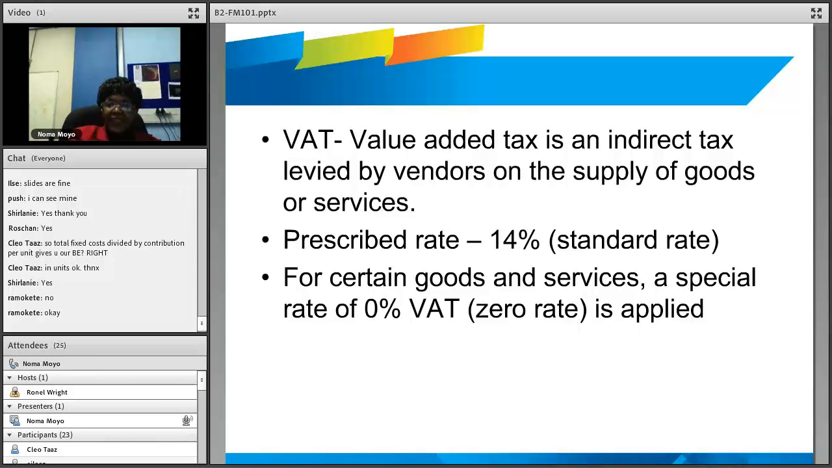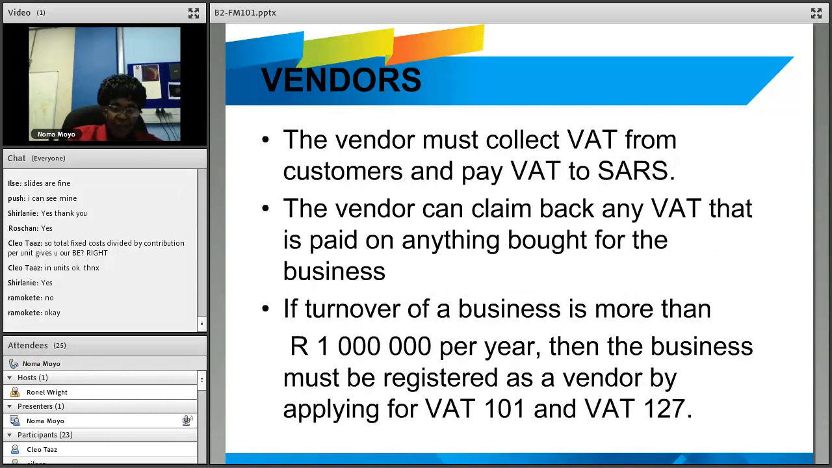So we have done that. Now let's look at VAT. What is VAT? It's value added tax. And it's vendors. And there's VAT input, VAT output. Now, VAT is value added tax. Is an indirect tax levied by vendors on the supply of goods or services. The prescribed rate in South Africa is 14%.